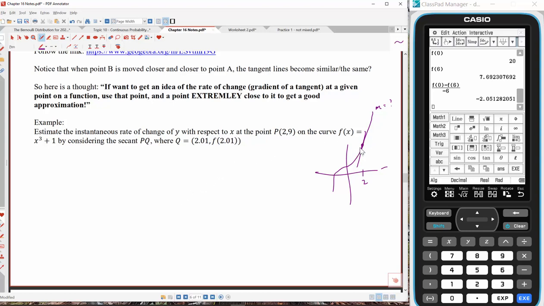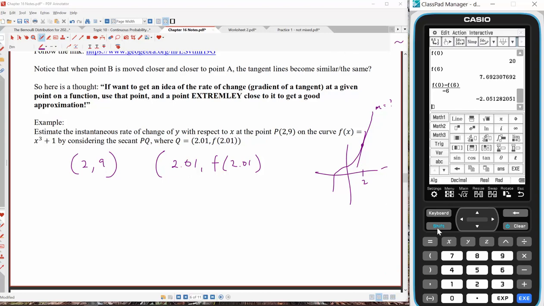How are we going to get it? Well, what we're going to do is use 2 points. Our first point is going to be (2, 9), of course, because that's where we want to get the rate of change or the gradient. And then we're going to use a second point, which is (2.01, f of 2.01). That is, I'm going to choose some second point that's extremely close to the first point, 2.01. Right, so let's grab it.